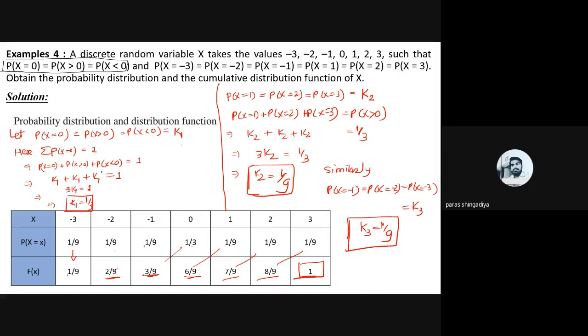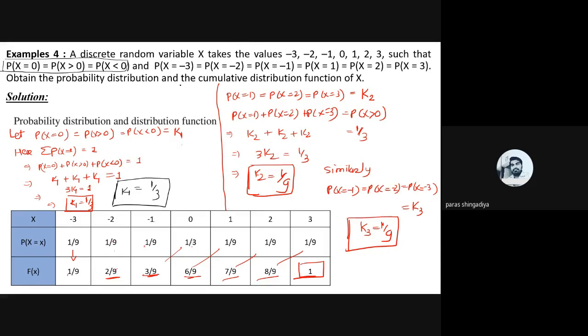Okay, we have supposed that. So k1 plus k1 plus k1, all are the same, is equal to 1. So 3k1 is equal to 1. So here we get k1 is equal to 1 by 3. What value of k1 do you get? 1 by 3. Clear? Means probability for x equal to 0 is 1 by 3, probability for x greater than 0 is k1, that is 1 by 3, and probability for x less than 0 is also 1 by 3. Clear? So here we derived one of the answers, k1, and now let us find the remaining answers.